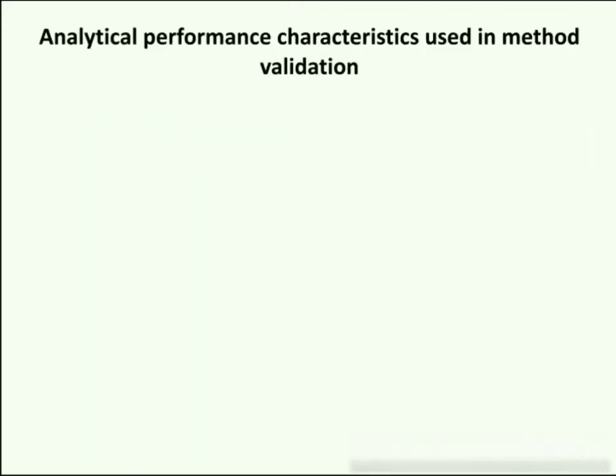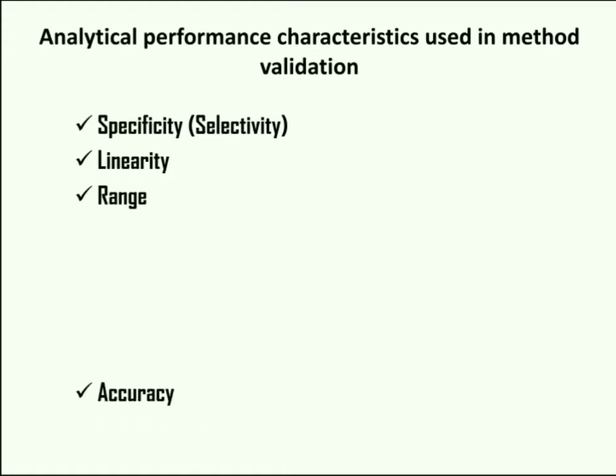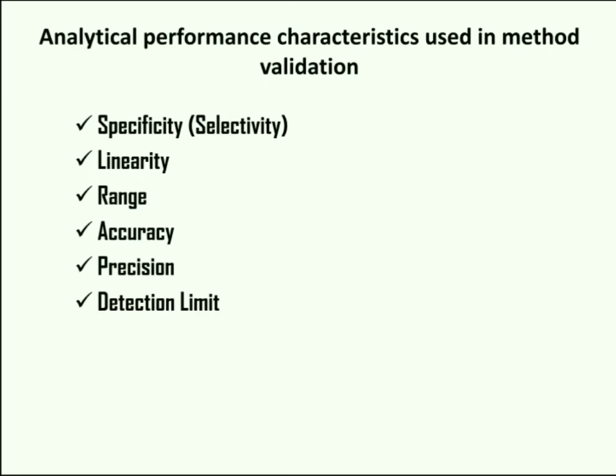So as I discussed earlier, there are various typical analytical performance characteristics which are used in method validation. These characteristics include specificity, which is also known as selectivity, linearity, range, accuracy, precision, detection limit, quantitation limit, robustness, and system suitability testing.